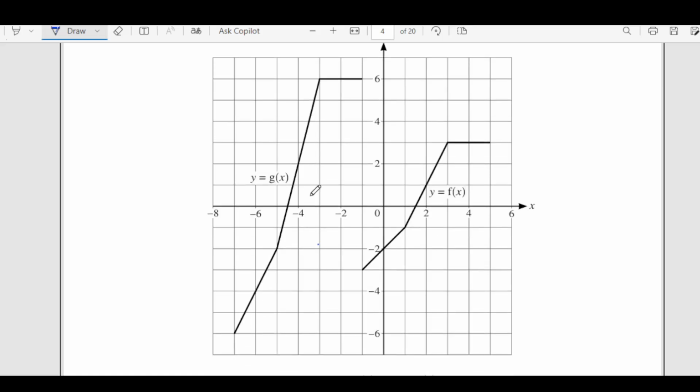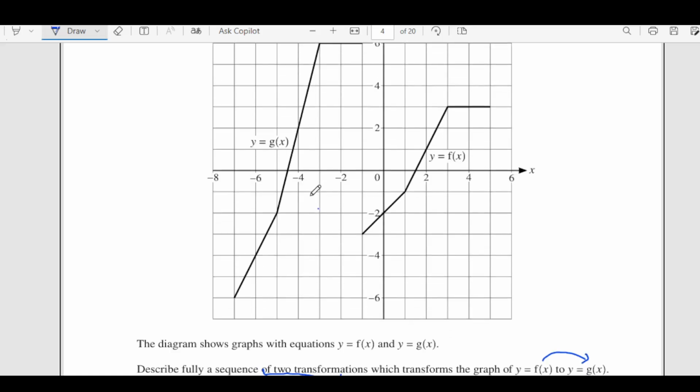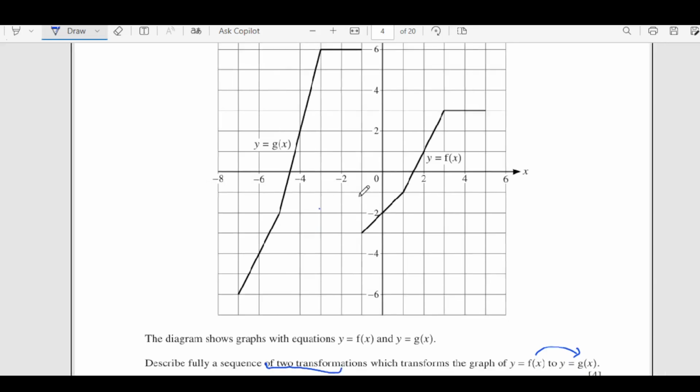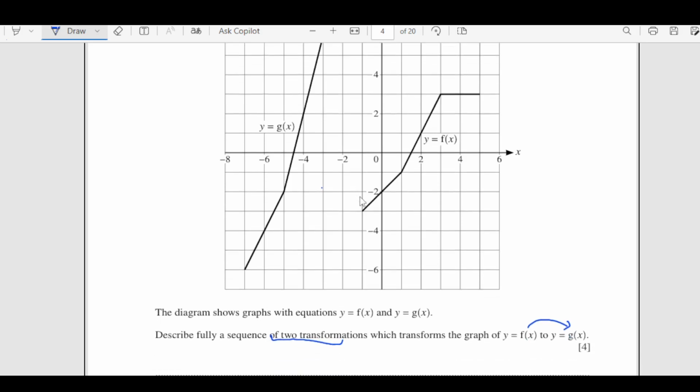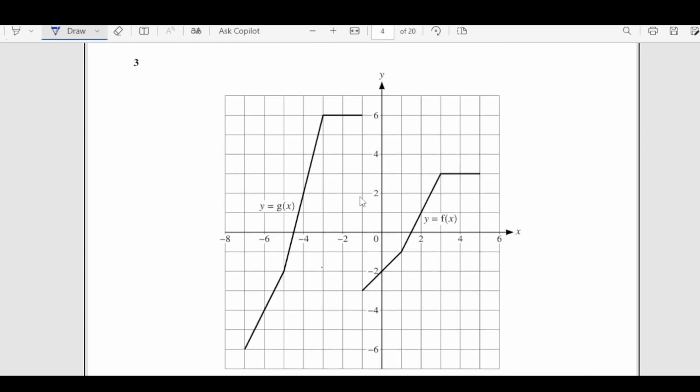Question number 3, we have a diagram here. The diagram shows two graphs with equations y equals f(x) and g(x). Describe fully the sequence of two transformations which transform f(x) to g(x). So this right hand diagram is f(x) and this side is g(x). So we are looking for this transformation.